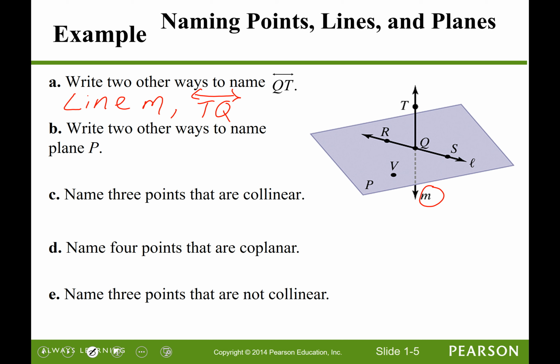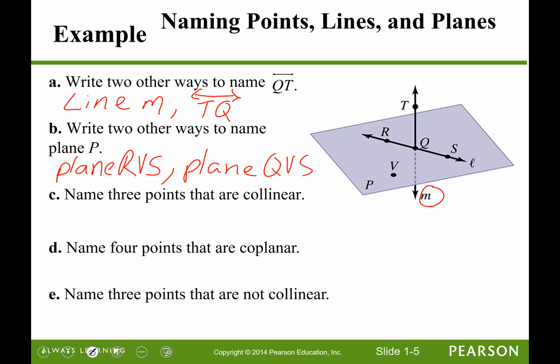B. Write 2 other ways to name plane P. Okay, plane P can also be named by listing 3 points on the plane that are not in the same line. So you could go with plane and then list 3 points like R, V, S. Or you can go with plane, I'm going to use 3 different points this time, Q, V, S.